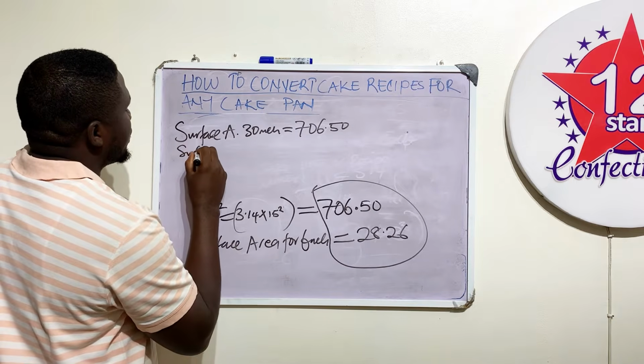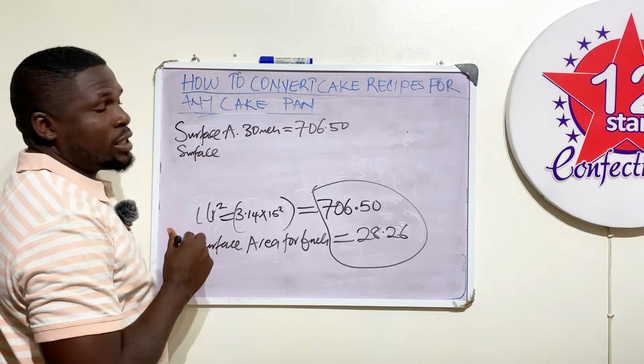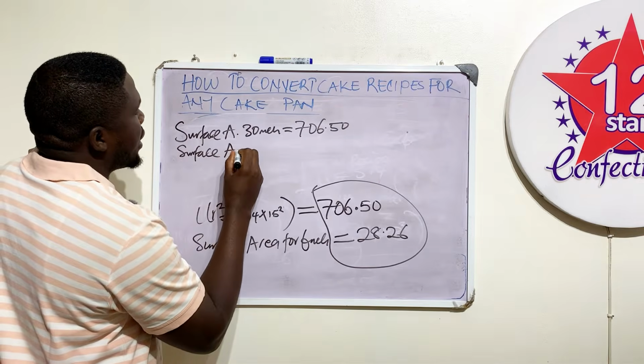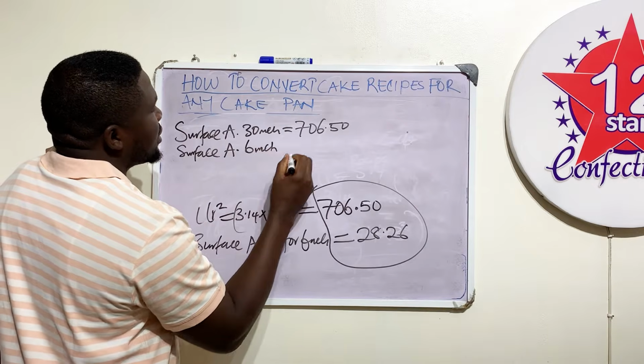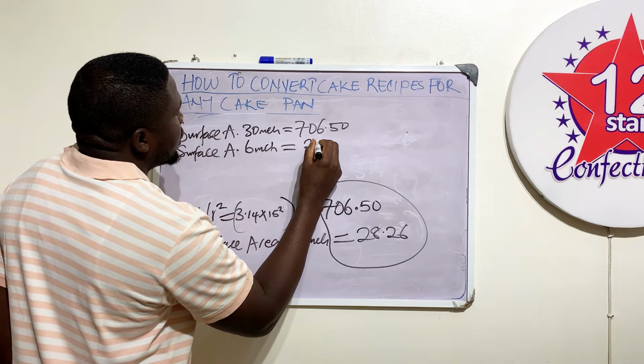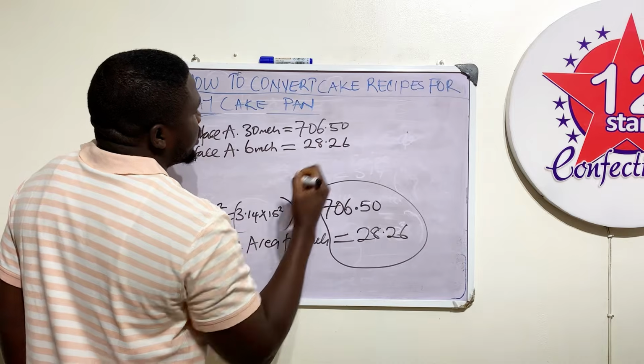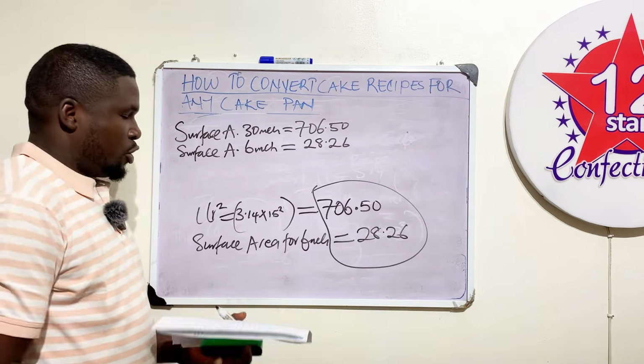I don't know if you are seeing what I'm writing. My surface area for my 6 inches is what? 28.26. Do you understand?